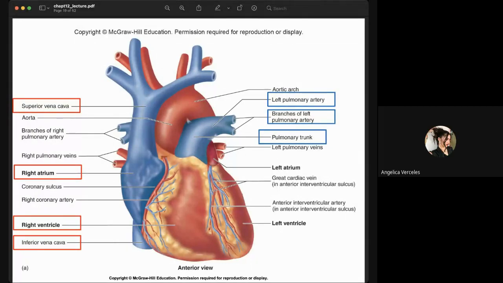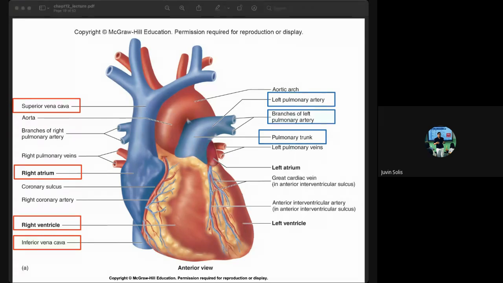Yes, sir. Okay, very good. So, let's just have a quick recap here. Yung right atrium natin, this one, magre-receive siya ng blood from your superior vena cava, inferior vena cava, and then yung ating coronary sinus.